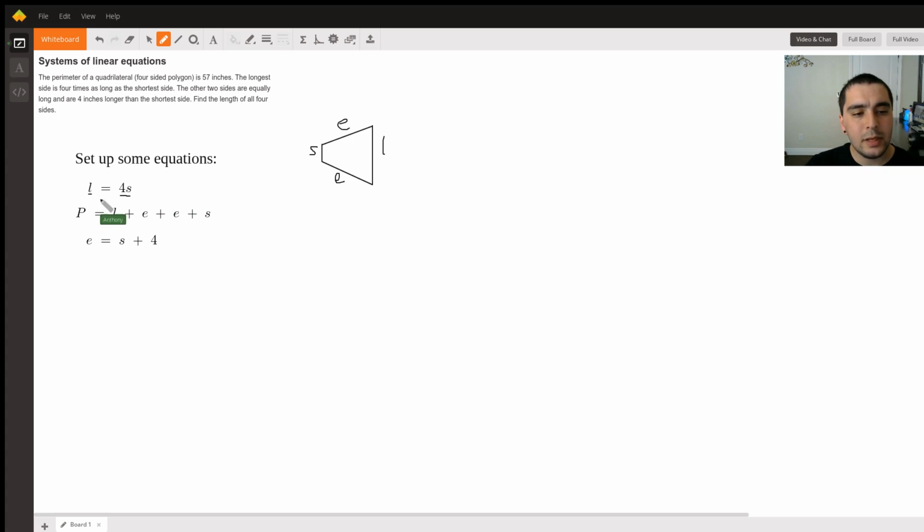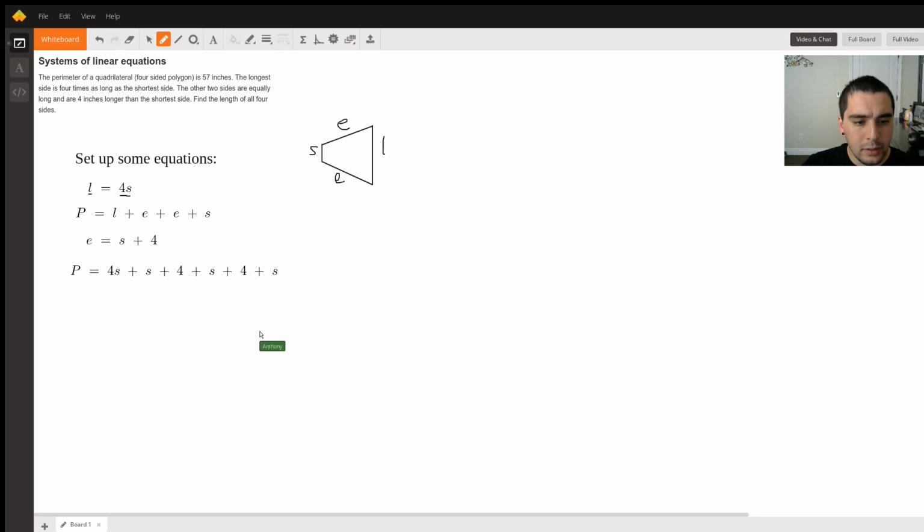So now we can substitute for everything for S, right? Because we have S over here, and we have S over here, and we can replace E with S because these things are equal, and things that are equal mean the same thing. So E can also be S plus 4, and L can be 4S. So why don't we just replace everything in our perimeter equation so that it's based on the shortest side, right? So the perimeter equals 4S plus S plus 4 plus S plus 4 plus S, right?